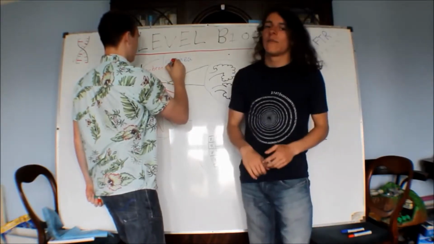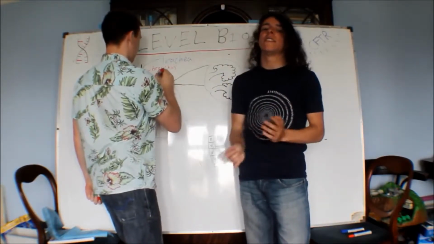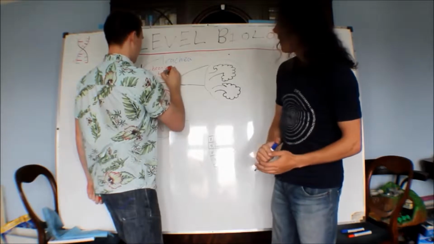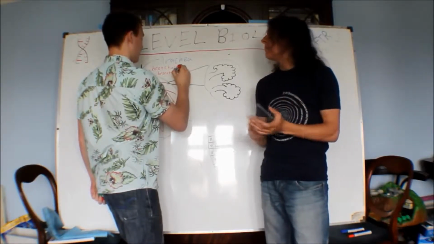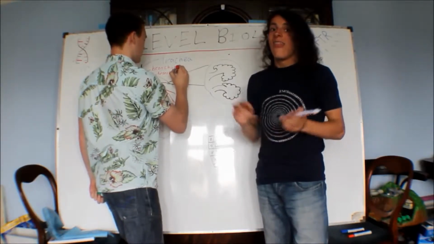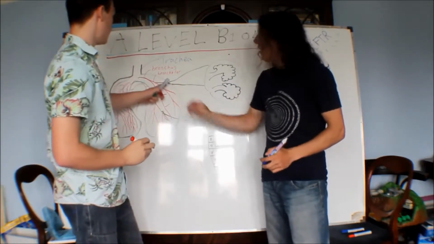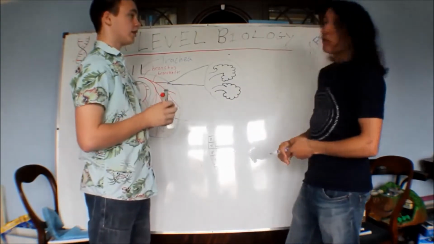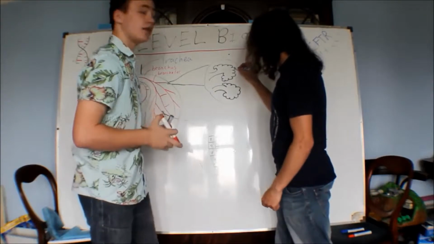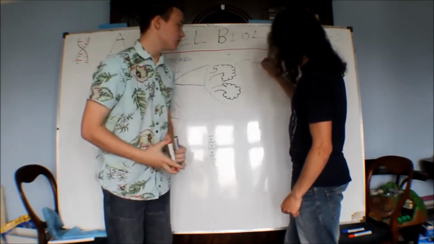The next bit goes further into smaller tubes, which are called bronchioles. Again, that might be a hard spelling, it is quite a strange spelling as well. Then it goes even smaller, and we've blown this bit up. It goes into alveoli. Now you should know from GCSE, this is the site of respiration.